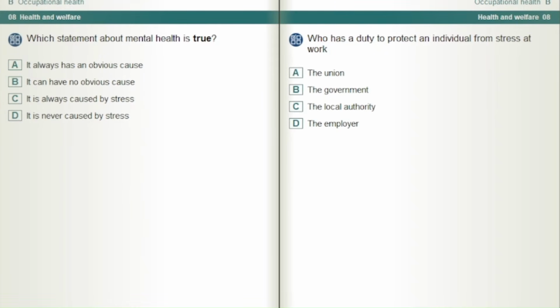Who has a duty to protect an individual from stress at work? The union, the government, the local authority, the employer.